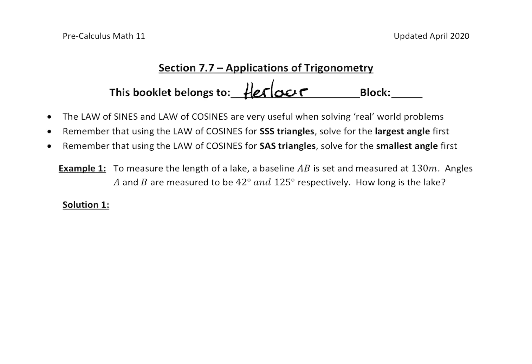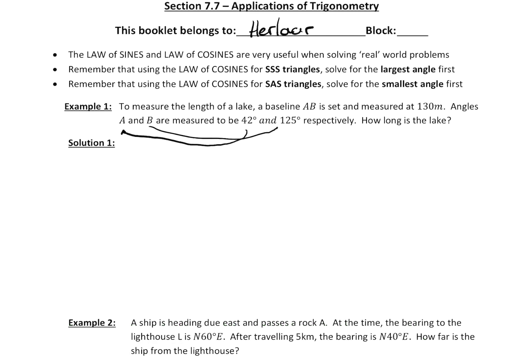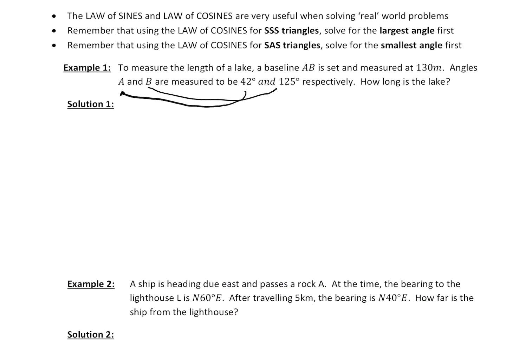To measure the length of a lake, baseline AB is measured 130 meters. Angles A and B are measured to 42 degrees and 125 degrees respectively, which means angle 42 goes with A and 125 goes with B. How long is the lake? So, okay, well, what does this look like, right? What are they actually asking me?